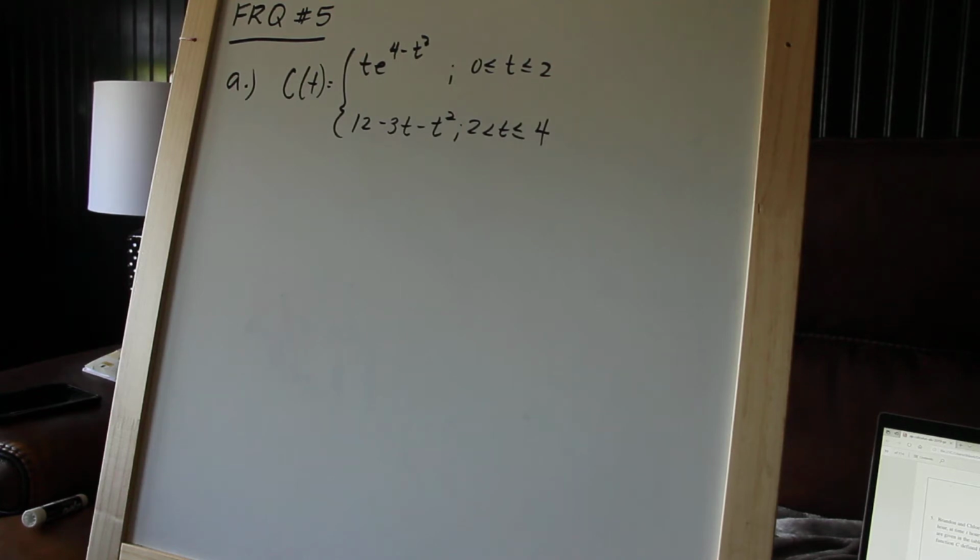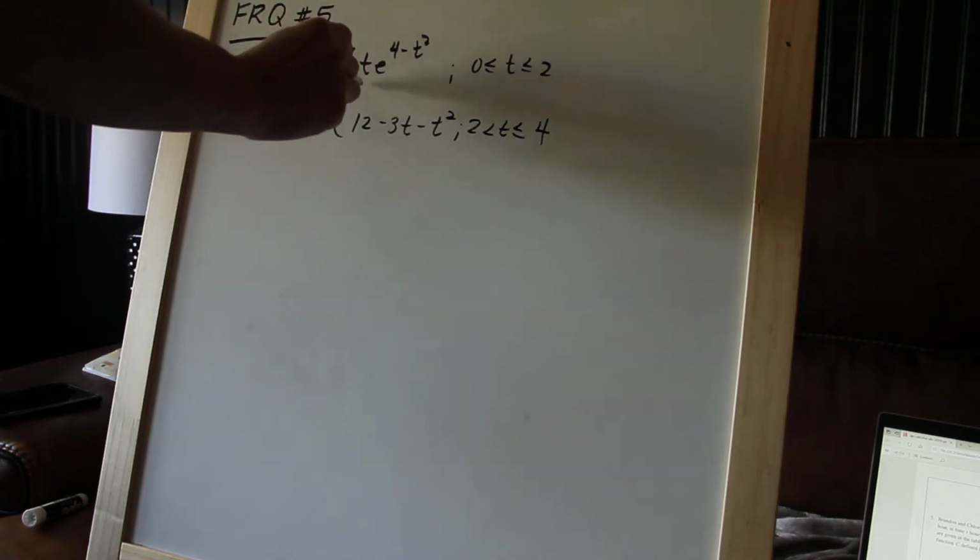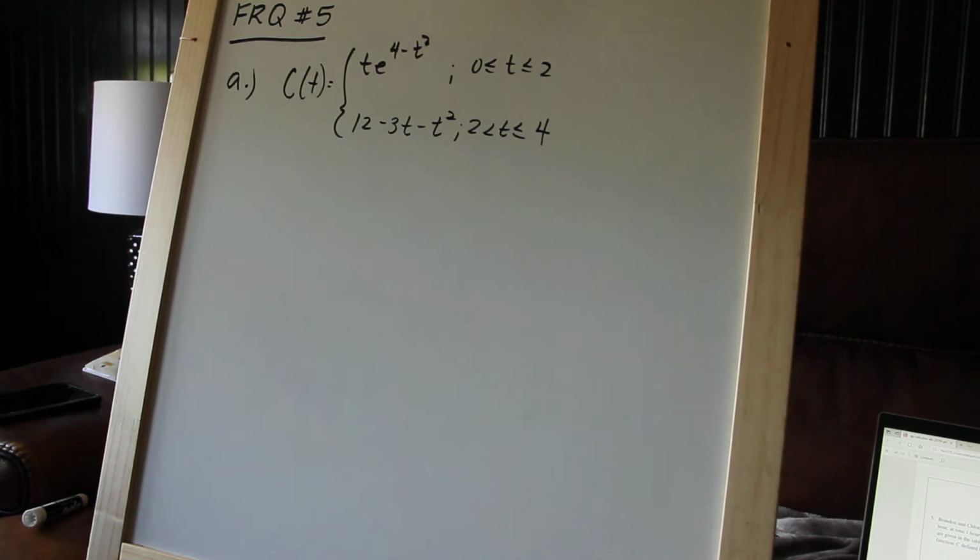A and B. Okay, so for the first part, you're asked for how many miles did Chloe travel from time t equal to 0 and t equal to 2. Now, if I look at this, Chloe's speed, this is Chloe's speed right here, it says it in the FRQ, is a piecewise function, split up between 0 and 2 and 2 and 4. So if they're asking for how many miles she traveled from 0 and 2, then I need to look at this equation right here. Okay? And since this is speed, I need to go backward and get distance.